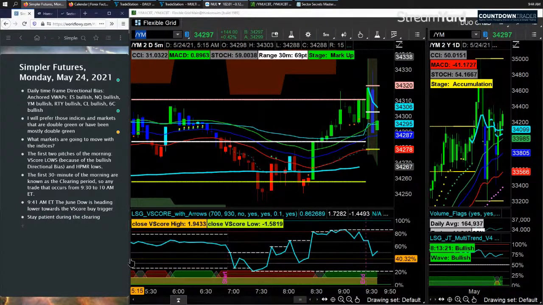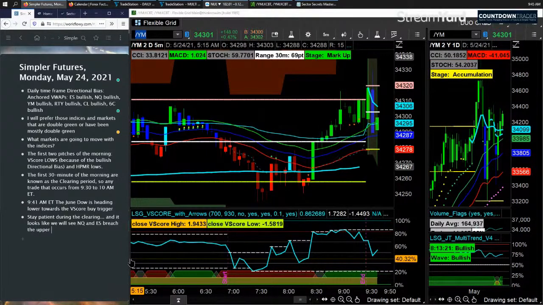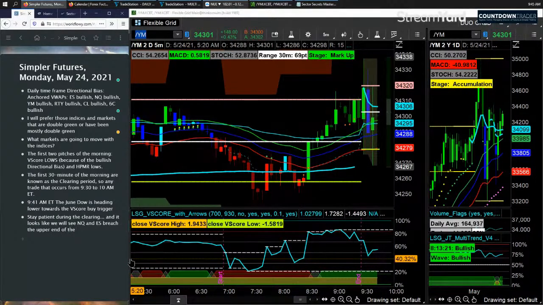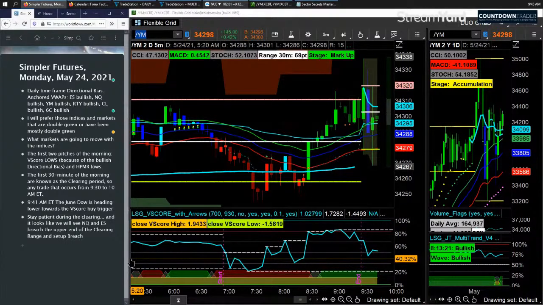You don't get brownie points for putting a trade on early in the morning, unless there's a setup, right? And it looks like we will see NQ and ES breach the upper end. You never know. Don't front run the setup of the clearing range and set up breach retreats. We'll cross that bridge when we get to it. The markets have to cross the highs, and then we'll get there. But stay patient. There are some more pitches that we can take advantage of.